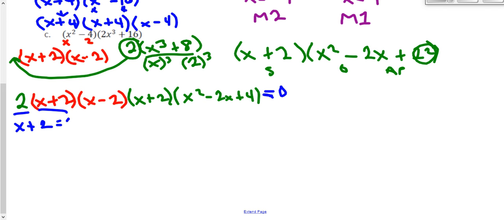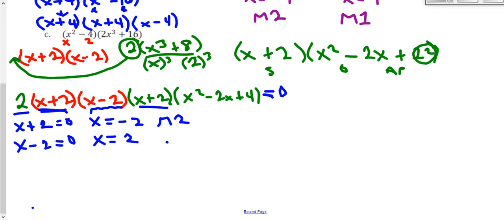Up next, I have x minus 2, which could equal 0. So that gives me x equals positive 2, and that only happens once. The last thing I have to solve is this one, which can't be factored. And if I have a polynomial that can't be factored that I have to solve, I can solve it using the quadratic formula, which is super exciting.